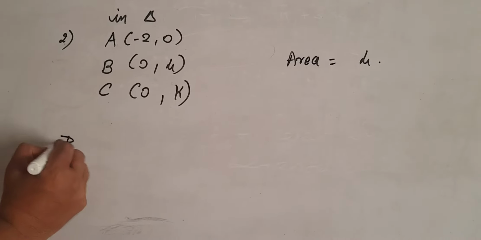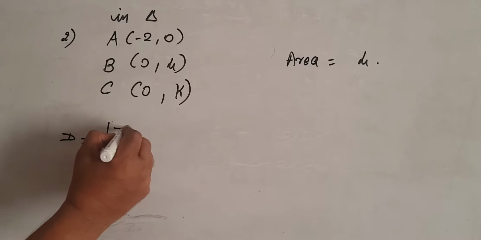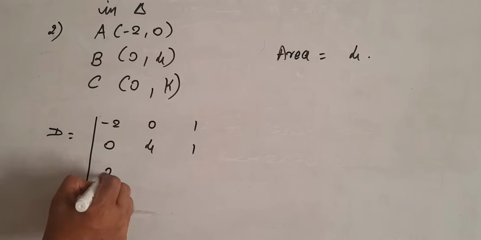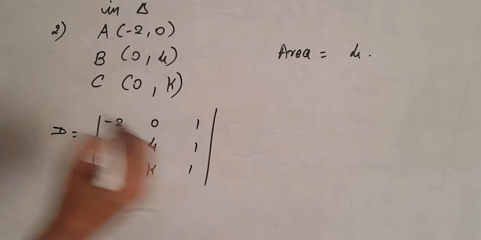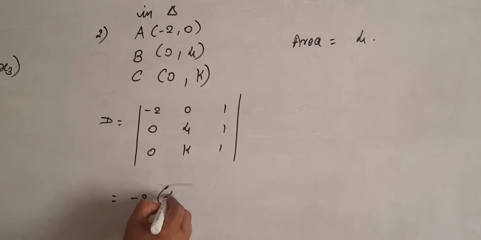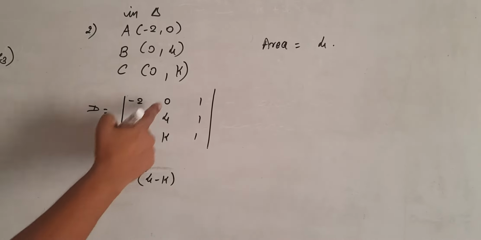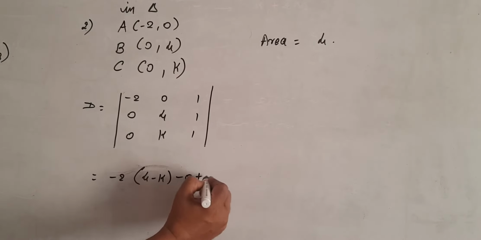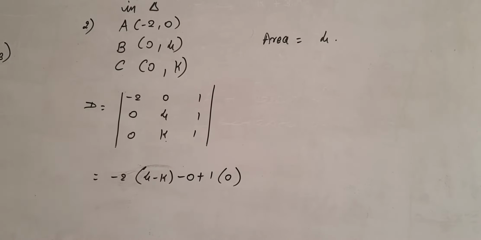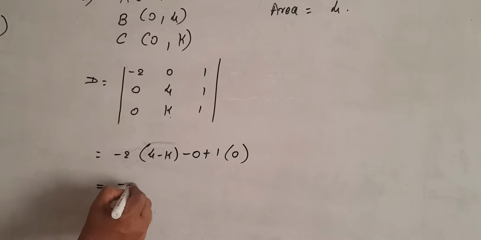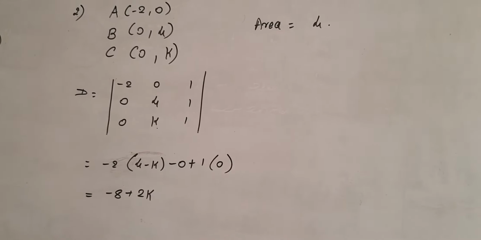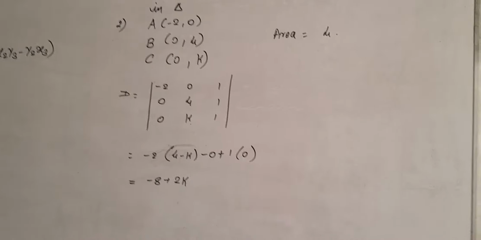So first we find the determinant D. Can I say minus 2, 0, 1, 0, 4, 1, 0, K. If we solve, then it is minus 2 into (4 minus K). This element is 0, so we don't write 1 into this, because 0 into K is 0 into 4. So it becomes minus 8 plus 2K, because this side is 0. This is the value of D.